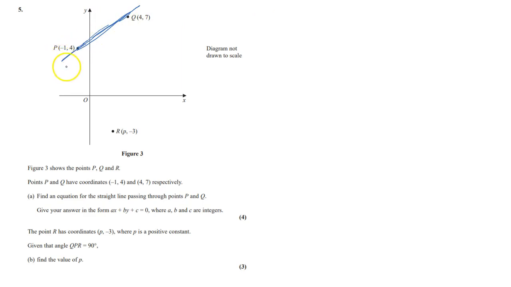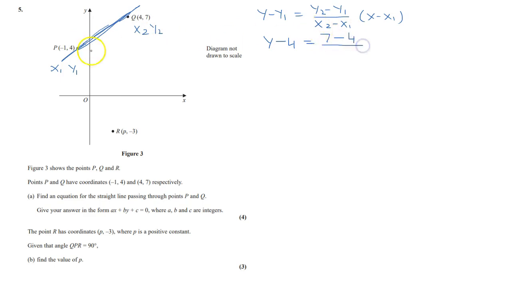So if a line is passing through 2 points, let's say this is x1, y1 and this is x2, y2. The equation of a line passing through 2 points is y minus y1 is equal to y2 minus y1 over x2 minus x1 times x minus x1. Now we put the values: y minus 4 is equal to 7 minus 4 over 4 minus x1, which is -1, so this will be plus 1, times x minus x1, so again minus and minus is plus 1. You can directly write the values of x1, y1 and x2, y2 in this formula. Don't make a mistake by writing x2 minus x1 over y2 minus y1.